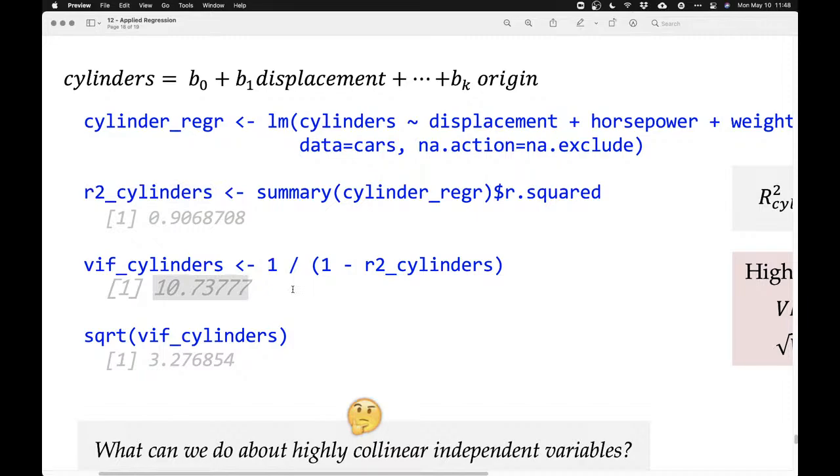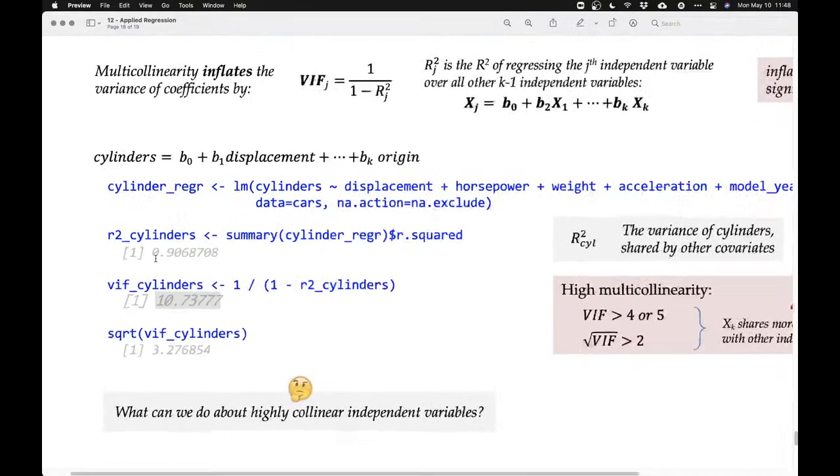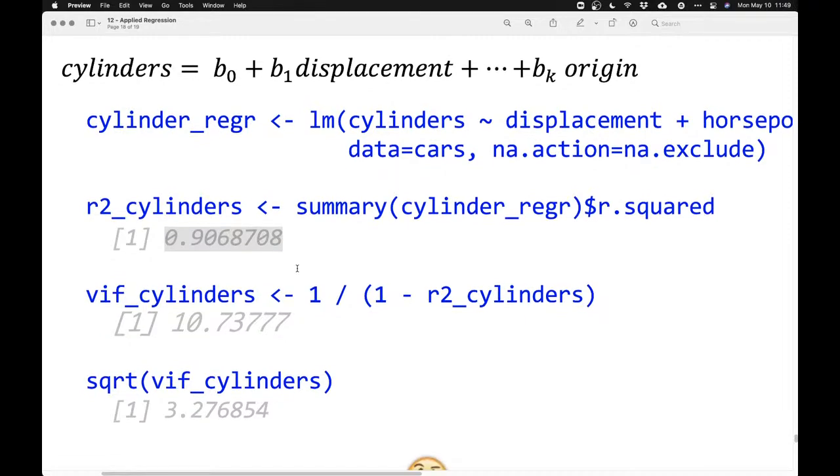Is there another rule of thumb for R squared? For example, here we say 0.9 is high enough, right? Remember earlier I said 0.7 is high, the reason being that at 0.7, half the variance is explained by your independent variables. Here, yes, we could use a rule of thumb, but by and large, we prefer to use the VIF value.